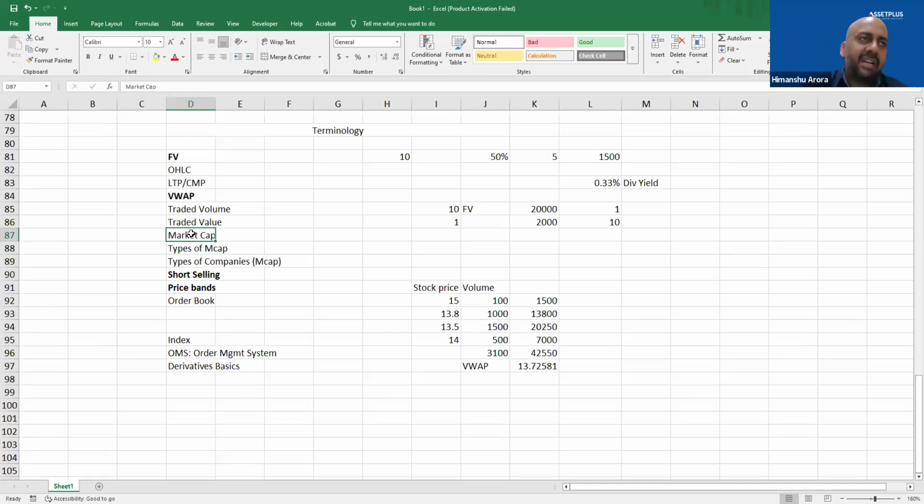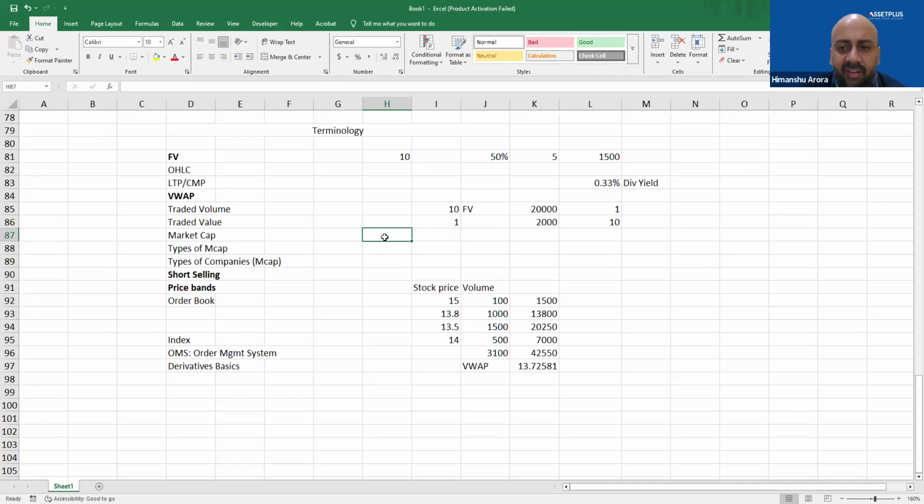There are two types of market cap. Can you all please write down in the chat box what are the two types of market cap? The total market cap and the free float market cap. The total outstanding shares multiplied by current market price is equal to total market cap. The free float shares multiplied by current market price is equal to free float market cap.